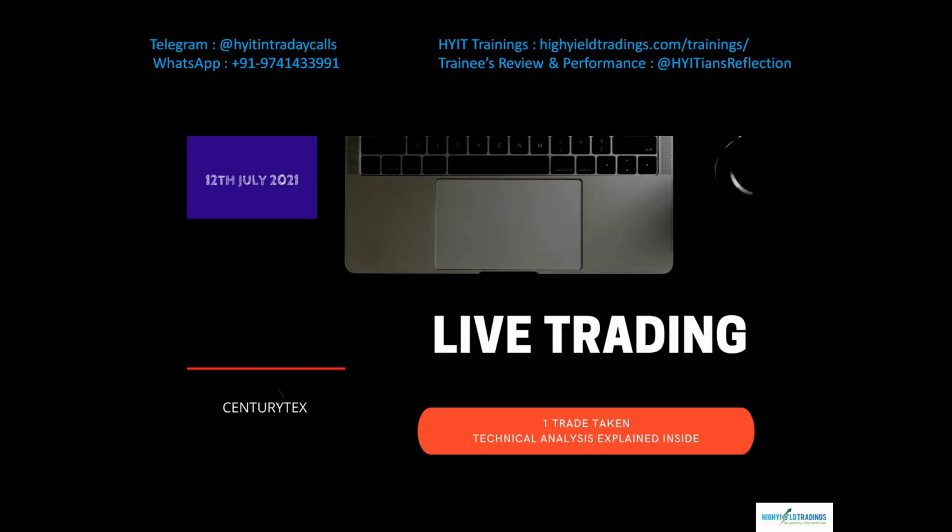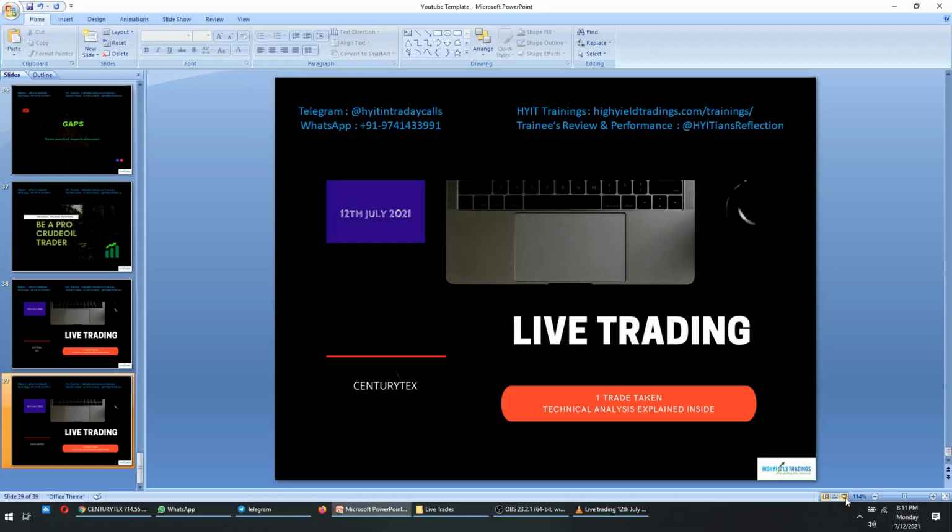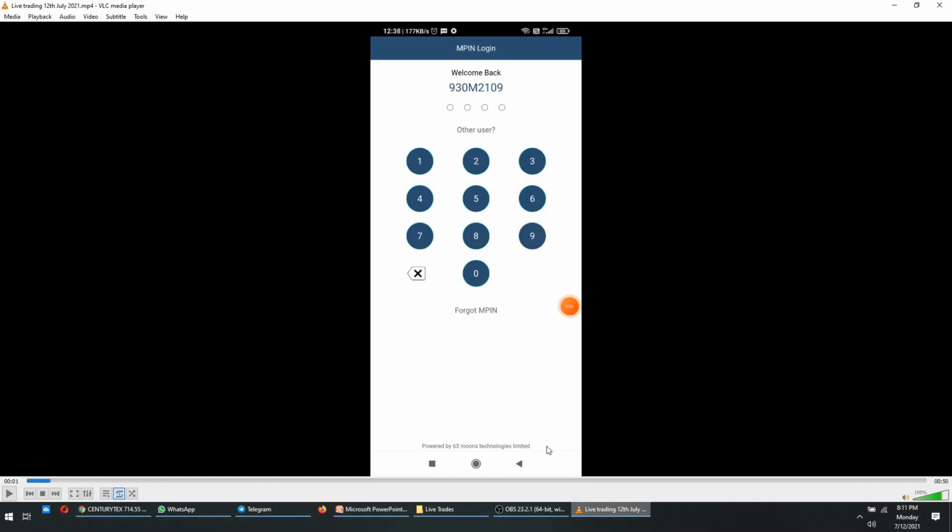Hey guys, very good evening. Today is 12th of July 2021, a Monday, and here I am with another live trade of mine. Today I took a trade only in one script, that is Century Text. As usual, let's get on to the video wherein we will have a look at the order book and then the net position, and then I will summarize how the day was. Then we will move on to the charts where I will explain why the trade was taken, what the mentality behind taking the trade was, and my thought process.